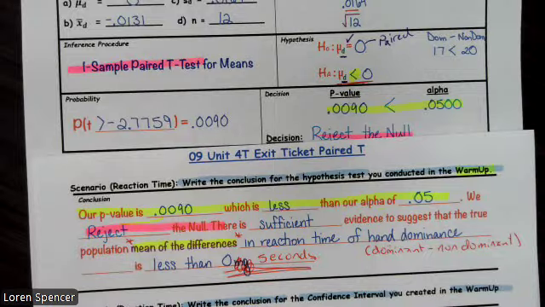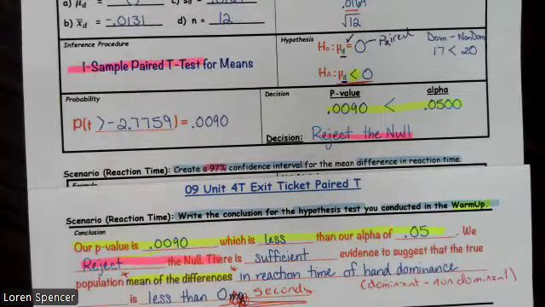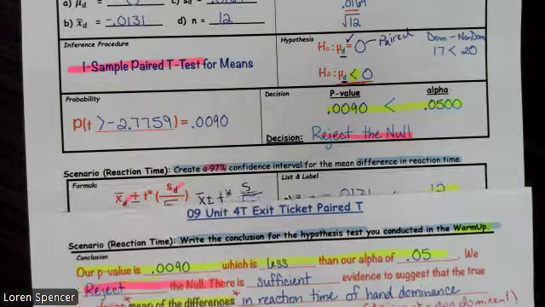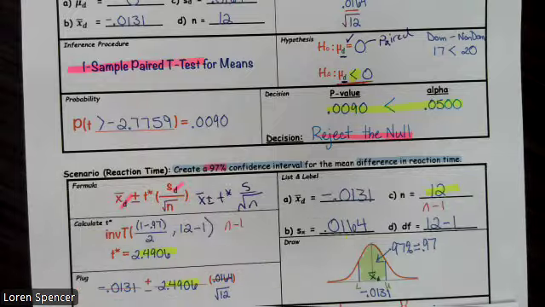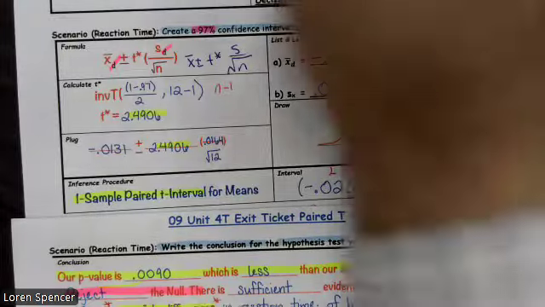Next, write the conclusion for the confidence interval you created in the warm-up. So we talked about where we got the data. It said create a 97% confidence interval. And when we ran it, our interval was negative 0.025 to 0.0014. So there's our interval.